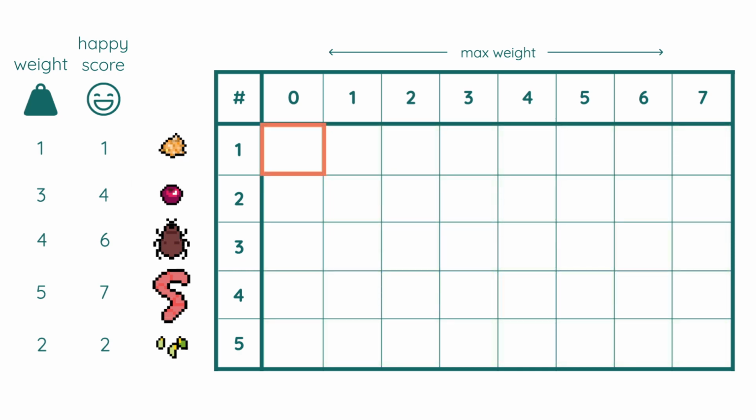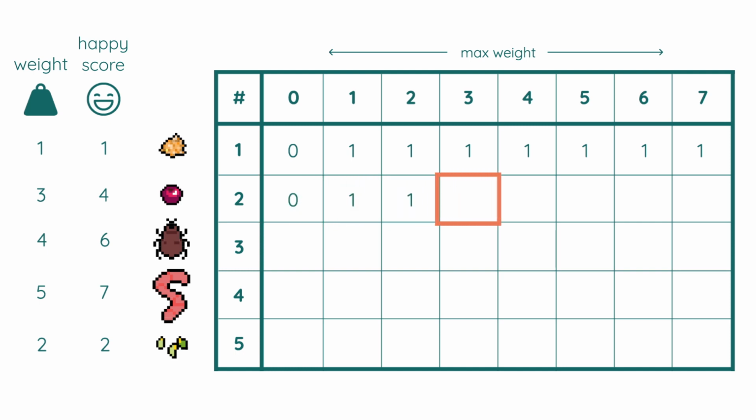In our first square, the max weight is 0, and we only have breadcrumbs available, but we can't actually pick the breadcrumbs up since they have a weight of 1, so our max happy score for this subproblem is 0. Now when the max weight is 1, we're able to pick up our breadcrumbs. Since we can only pick them up once, as the max weight increases, each max happy score is still 1. Now we include the berry in these subproblems, but we can't consider picking them up until the max weight is 3, so our optimal solutions remain the same up till that point.